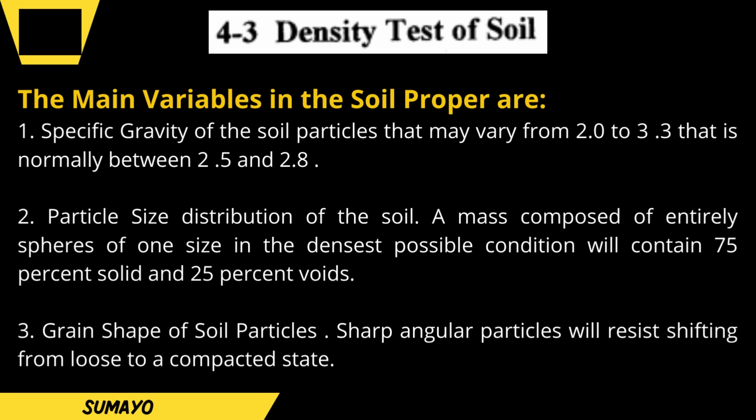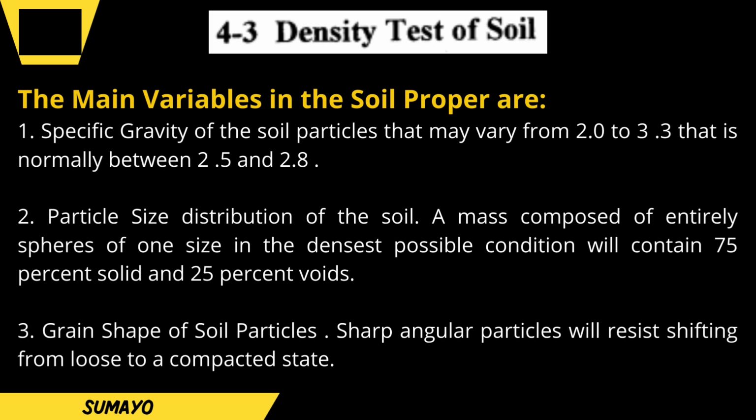Density test of soil. The density of soil, or weight per cubic foot, varies with the peculiarities of the soil itself, the moisture content, the compacting device, plus the method of its use. The standard weight of soil per cubic foot cannot be fixed but should be determined in each particular instance. The main variables in the soil proper are specific gravity of the soil particles, particle size distribution of the soil, and grain shape of soil particles.